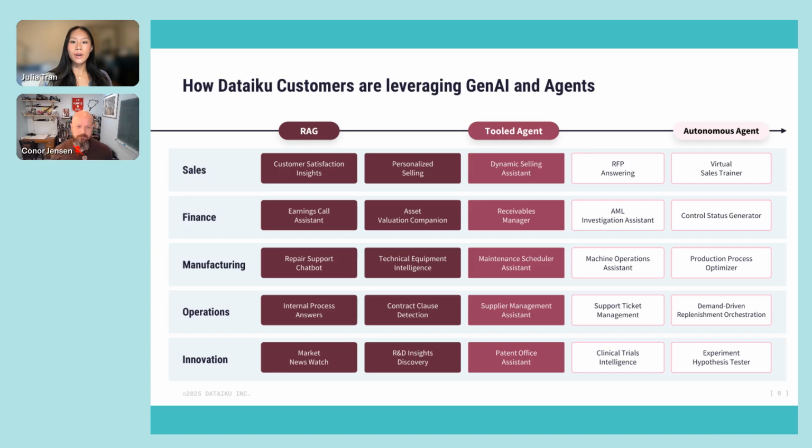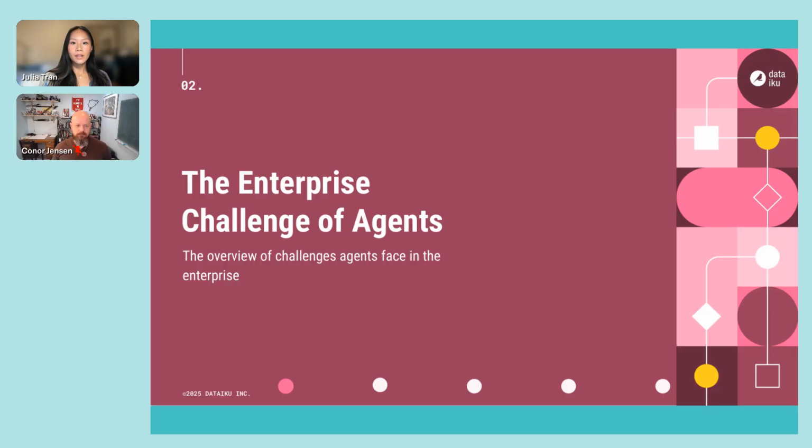At Dataiku, we've seen our customers across every industry and every use case using agents as sales assistants, maintenance schedulers, financial analysts, and even R&D assistants. But the challenge is the same across all of them, determining whether or not they're enterprise ready. Agents represent a really unique opportunity to transform businesses, but moving from a successful demo to reliable enterprise use is where most organizations stumble.